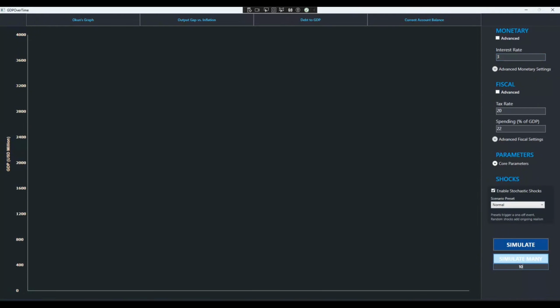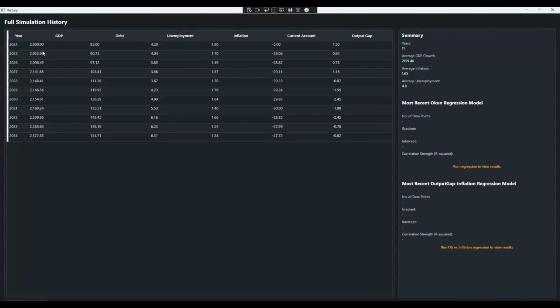So if we simulate 10 years with a 3% interest rate, this is the kind of trajectory that we have of the GDP over time trend line. To save us going to the text file, we can look at the analysis, and we can see it starts at around about 2000 from 2025 and ends at around 2300.